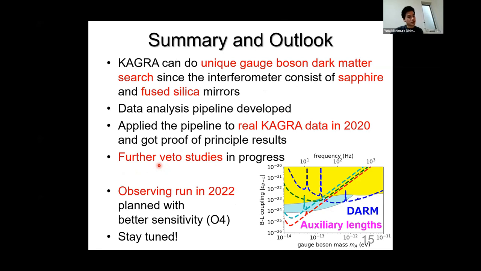So here's a summary. KAGRA can do a unique gauge boson dark matter search because we use sapphire and fused silica. So it's very different from LIGO and Virgo. And we are actually doing the analysis using the actual data in 2020. And in the future, we are observing with better sensitivity. So please stay tuned for our new results.